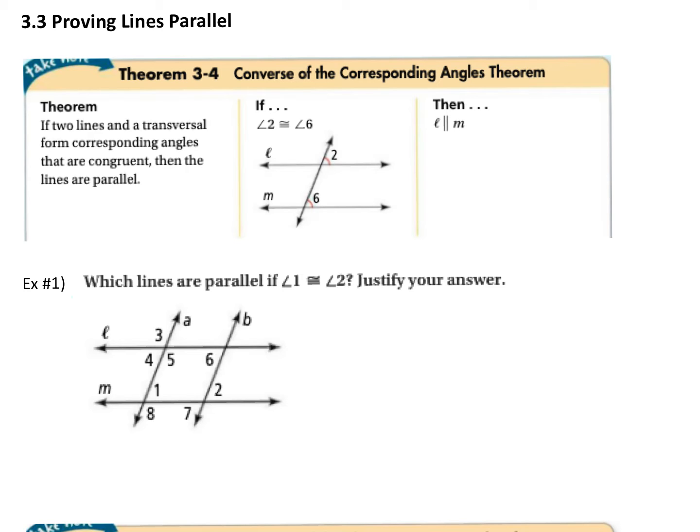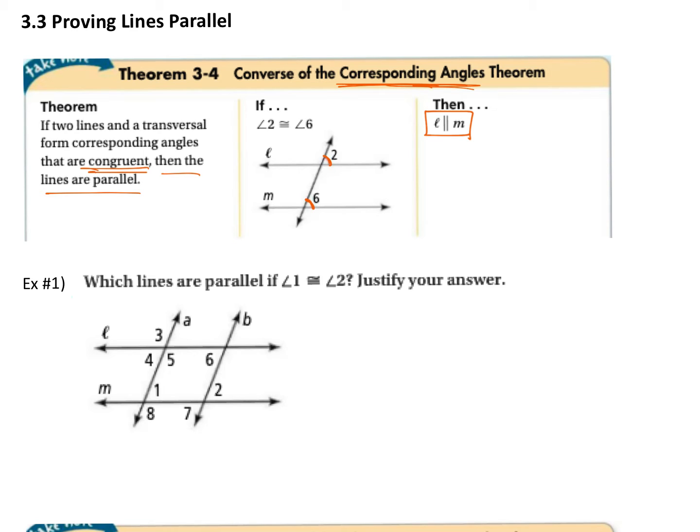So the first one says this, okay? Converse of corresponding angles says, if two lines and a transversal form corresponding angles that are congruent, then the lines are parallel, right? So now what they're going to give you is a picture like this, where they're going to say 2 is congruent to 6. But notice they have not marked for you that L is parallel to M. That's because we're going to say, oh, if those angles are congruent, then we know L is parallel to M. Okay, so it's just the converse.